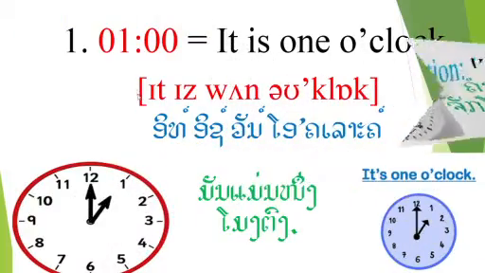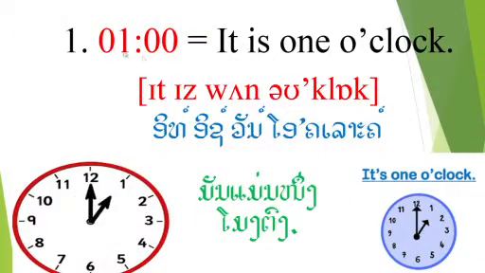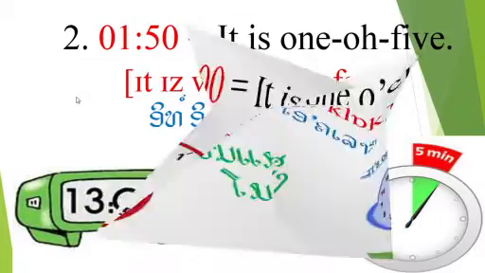Let's start from number one. 1 o'clock is equal in an English sentence to: It is 1 o'clock. It is 1 o'clock. Next one, continue to number 2.